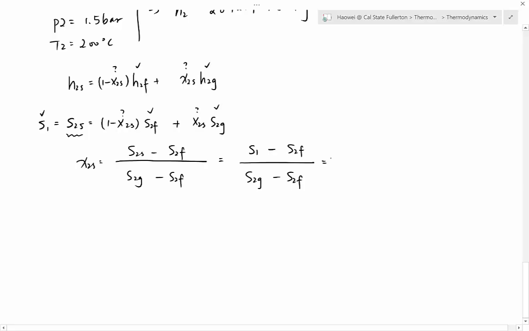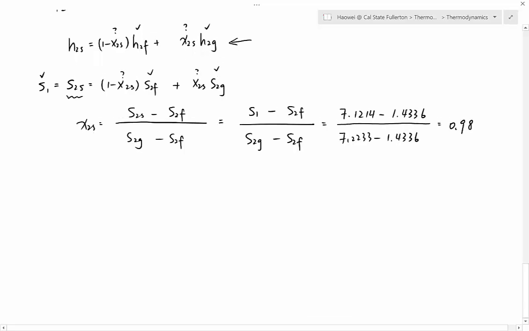So now we plug in the numbers. Okay, all three numbers have the same unit, that is kilojoule per kilogram per Kelvin. It doesn't matter that kilojoule is not SI because they will cancel in the end. So the solution is 0.98, and quality does not have a unit. So now we can go back to the enthalpy equation. Let's take a look. Do we have everything now? Yes. So we can easily find h2s.